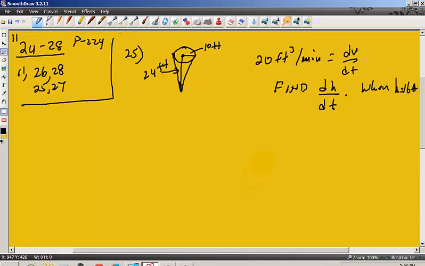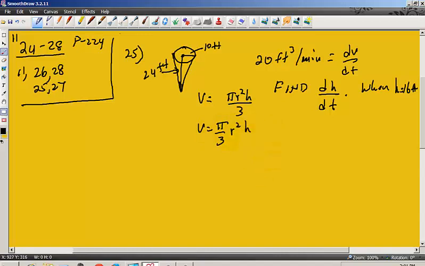Alright, so I listed all the information that I have, and I know it has to do with the volume of a cone. That means I need to know the formula of the volume of a cone. The area of a circle is pi r squared. The volume of a cylinder is pi r squared h. How many cones are in a cylinder? There are 3 of them. So therefore the volume of a cone is pi thirds r squared h.